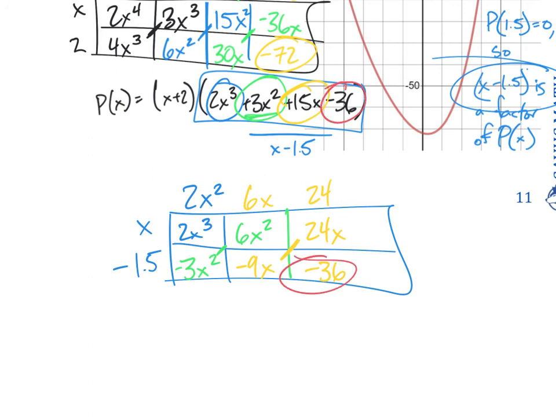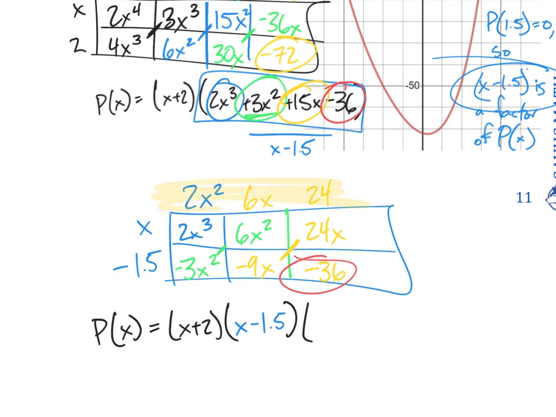Now what I can write is I can say p of x is equal to x plus 2 times x minus 1.5 times my quotient from the second division, which is 2x squared plus 6x plus 24.